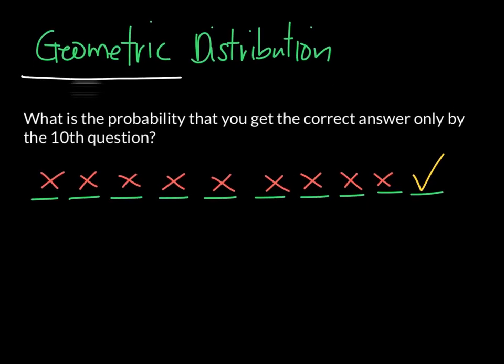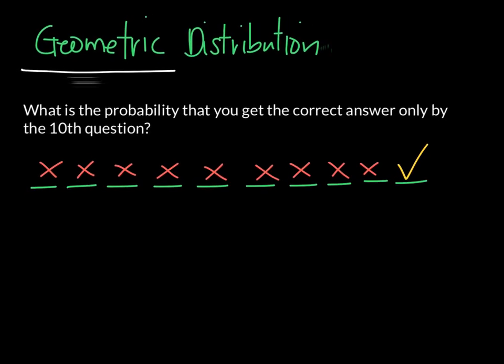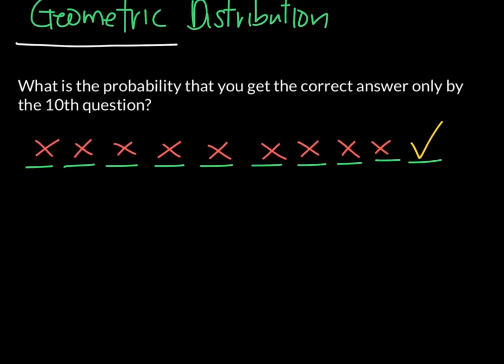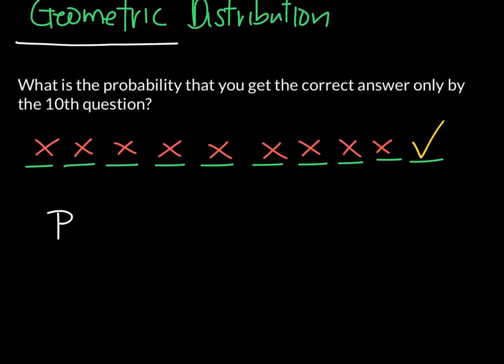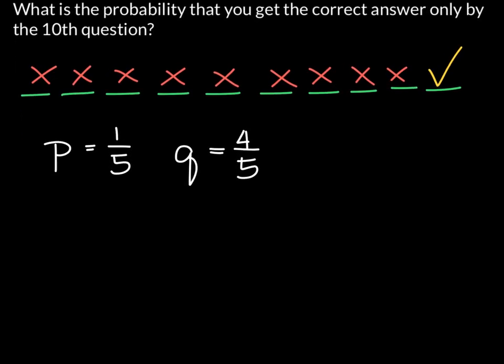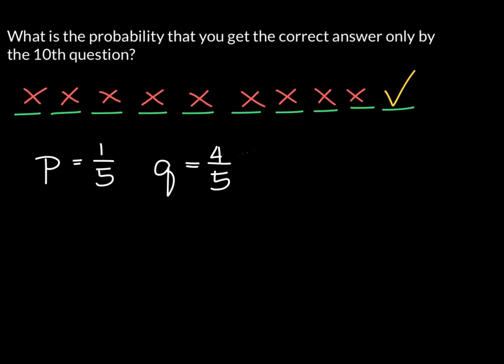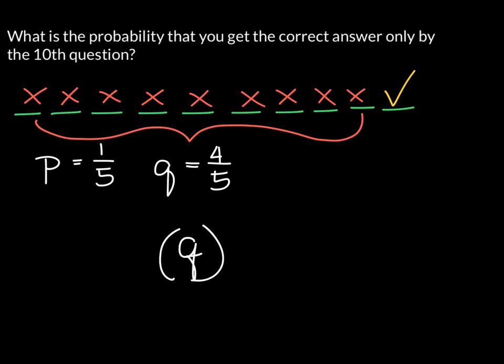So even without a formula, although you can use a negative binomial distribution formula, you should be able to see that if the probability of success P is 1/5, because we have 5 choices, and Q is 4/5, that's 4 out of 5, then the probability that you get the correct answer only by the 10th question should be this Q raised to the number of failures, in this case 9, times P, which is the number of successes, and there is only 1.